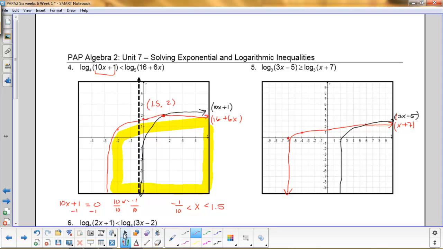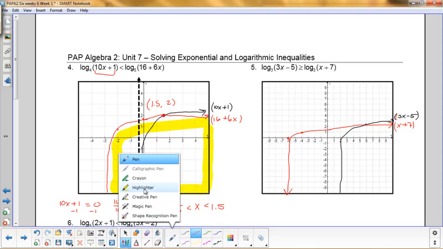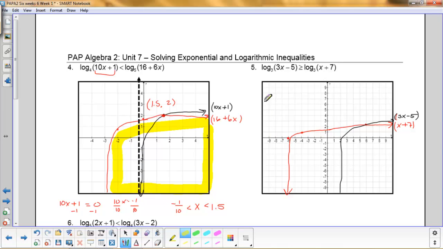All right, number 5, we're going to first highlight the area that we need here. When is 3x minus 5 greater than x plus 7? So that means we need the area that is going to be above the red line. We're going to look in this region here for our solution. Likewise, as before, we're going to identify what our intersection point is, and that's 6 and 2 1/3.